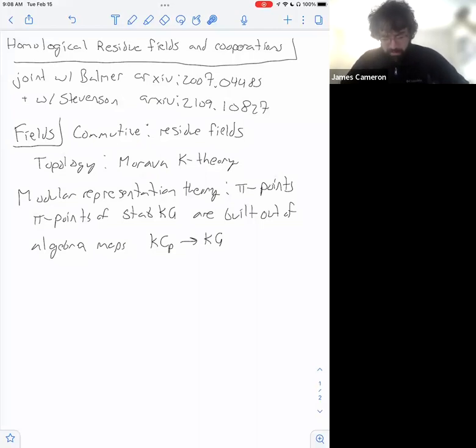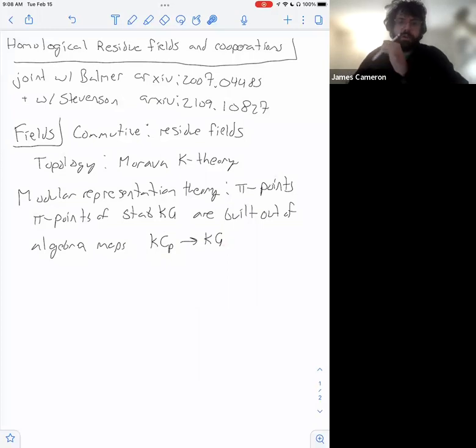And for these pi points, we have algebra maps from kC_p to the group algebra of G, but the tensor triangulated structure on the stable modular category is coming from the Hopf algebra structure on the group algebra, and so these maps aren't Hopf algebra maps, so we don't get a tensor functor from these maps, but still it's good enough to do the job here.